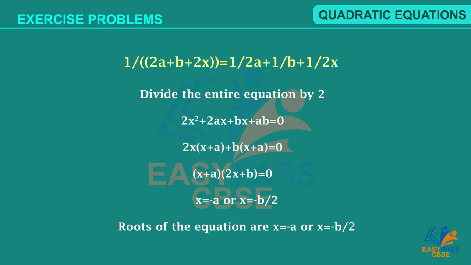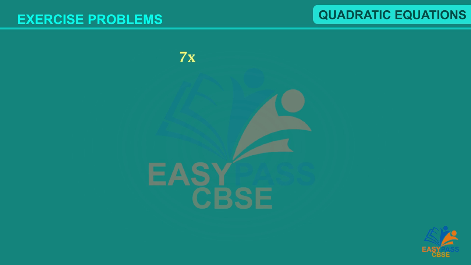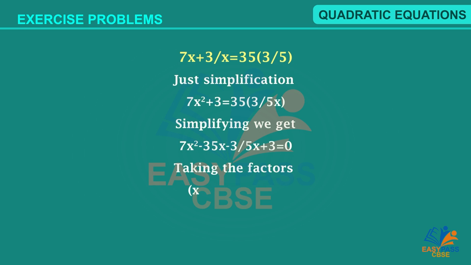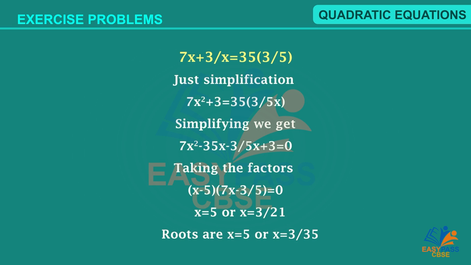And the last question in this exercise is 7x plus 3 over x is equal to 35 and 3 by 5. That is a mixed fraction. Okay. It is just simplification. You have 7x square plus 3 is equal to 35 and 3 by 5 x. Now, if you simplify, you get 7x square minus 35x minus 3 by 5 x plus 3 is equal to 0. So, taking the factors, we have x minus 5 times 7x minus 3 by 5 is equal to 0. Therefore, x equal to 5 or x is equal to 3 by 35. So, the two roots are x is equal to 5 or x is equal to 3 by 35.